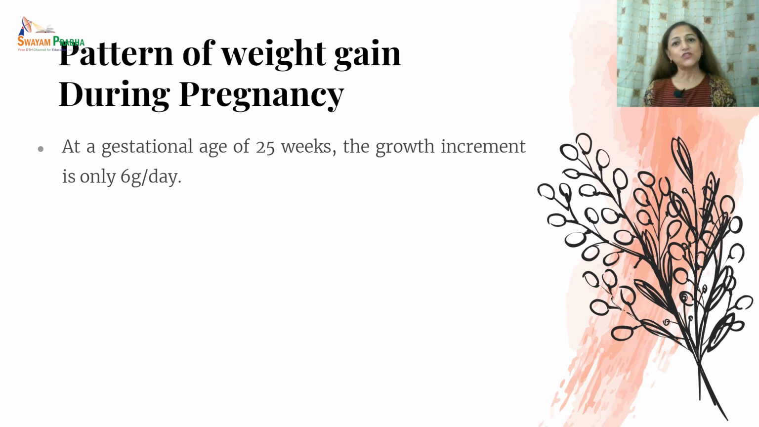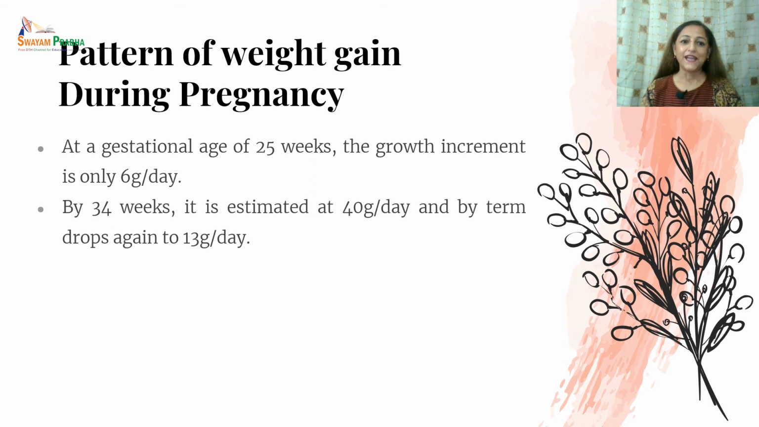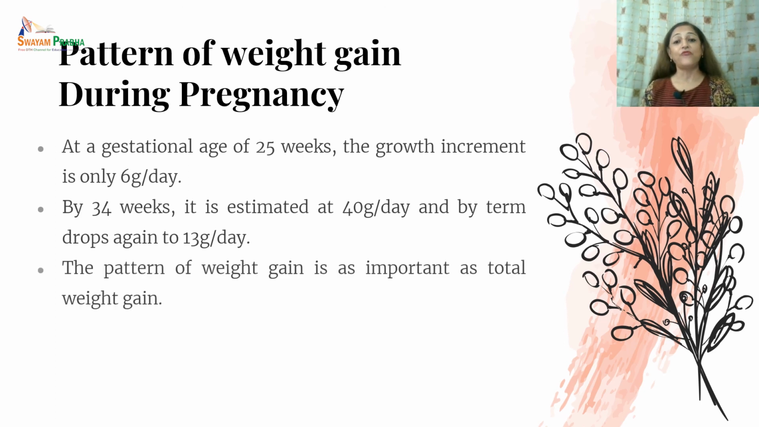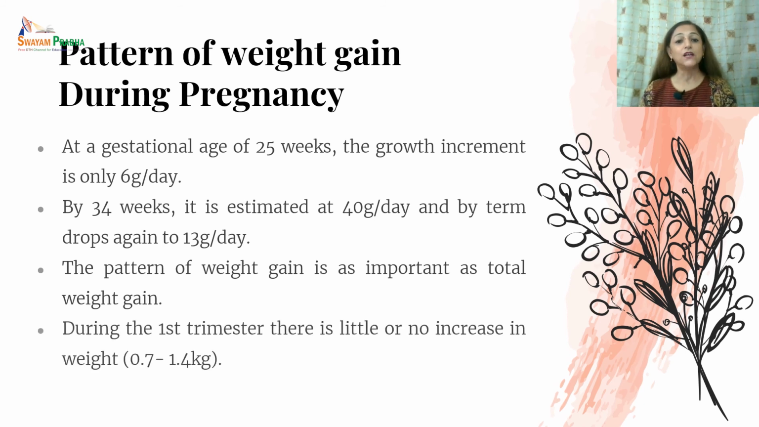At a gestational age of 25 weeks, the growth increment or weight gain is just 6 grams a day. By 34 weeks, it is estimated to be about 40 grams daily. And by term, it drops again to 13 grams daily. So the weight gain rate varies according to the trimesters. And the pattern of weight gain that we have just seen is as important as the total weight gain during the pregnancy.